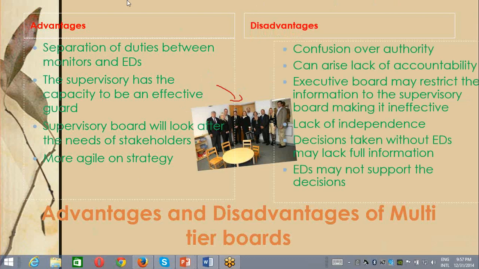And decisions taken without the executive directors may lack full information, because now you are at a different level, taking decisions without the people who are really doing the job. Right? You are deciding to do a $20 million sale without having the sales director on your board. You are deciding to produce 500,000 products without having the production director on the board. So that kind of decision will not be very good. So ultimately the executive directors may not support the decision.